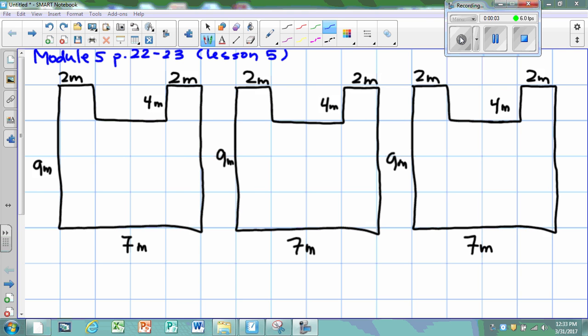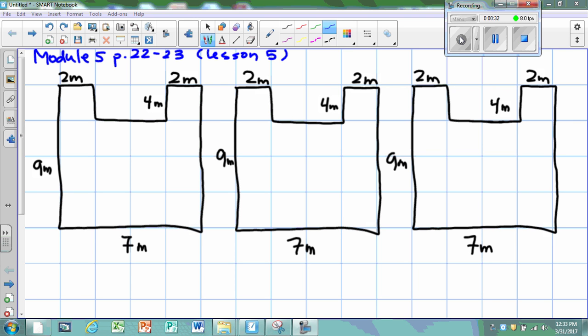Okay, so if we're taking a look at page 22 and 23 in Lesson 5, Module 5, we see these three shapes on the bottom of the page. They're exactly identical. And what we want to take a look at with this is how we can decompose these shapes. Now, there are three different ways that we can decompose these shapes to be able to find the area of this shape, because this is an irregular shape.